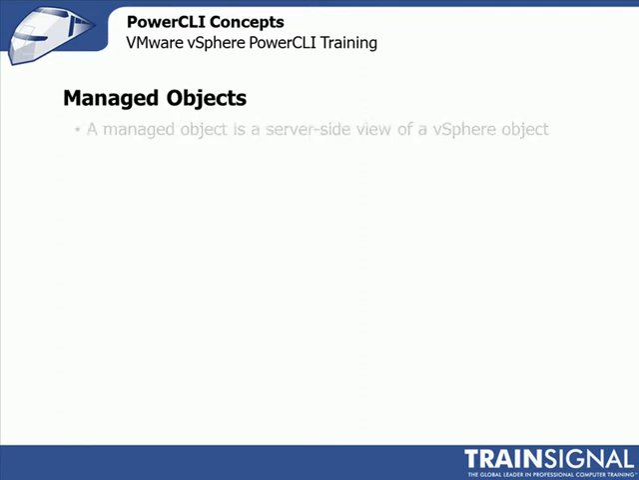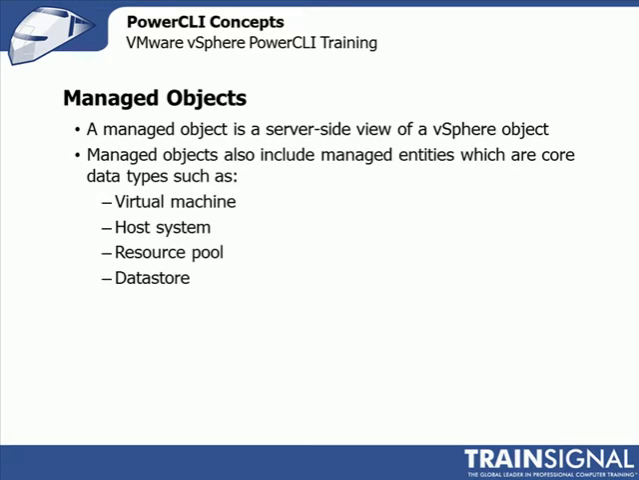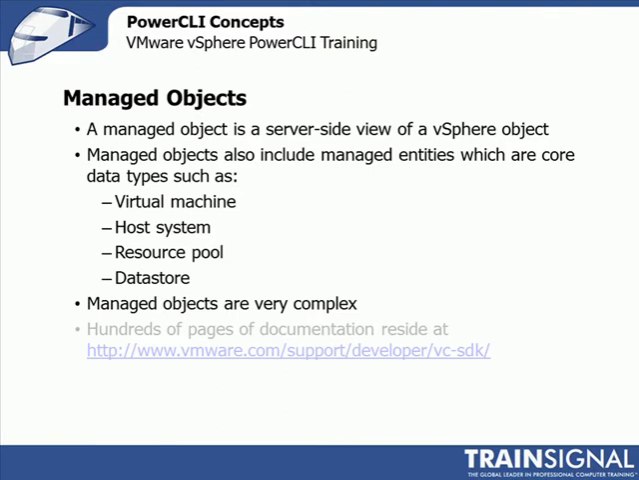The managed objects are a server-side view of a vSphere object. These include managed entities, which I would say are kind of like the first-class citizens, the most important pieces, such as virtual machine, host system, resource pool, and datastore. Managed objects are very complex, and they're meant to be used by developers when writing software against the vSphere API.